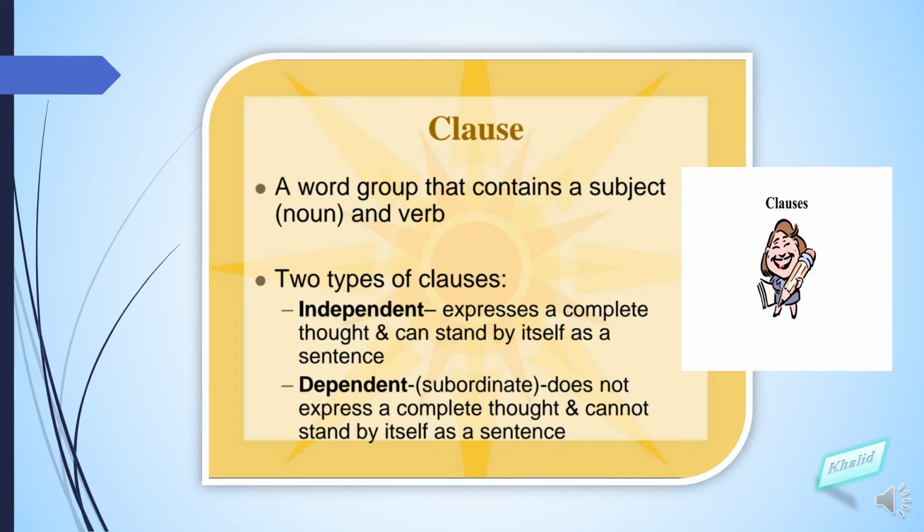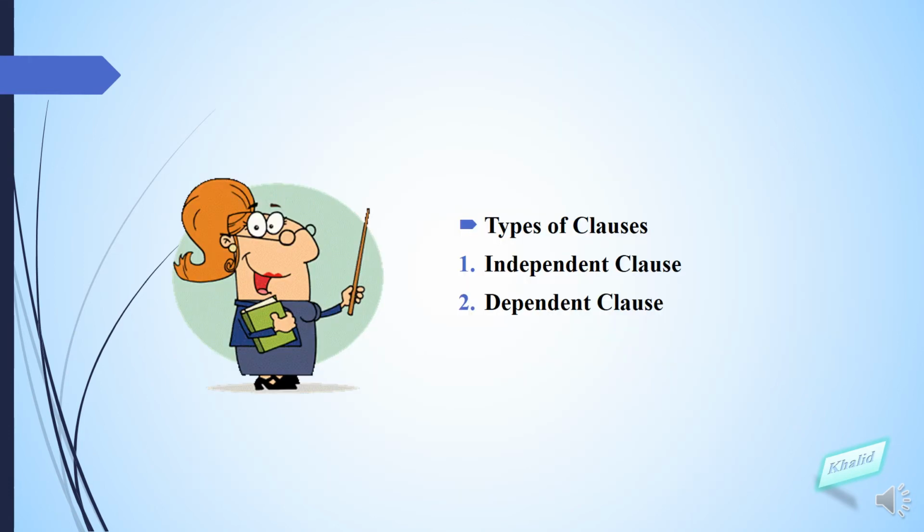Whereas the dependent clause, also named as a subordinate clause, does not express a complete thought and cannot stand by itself as a sentence. This is the main difference between the independent and the dependent clause. Types of clauses: independent clause and dependent clause. You are going to learn more about these types of clauses now.